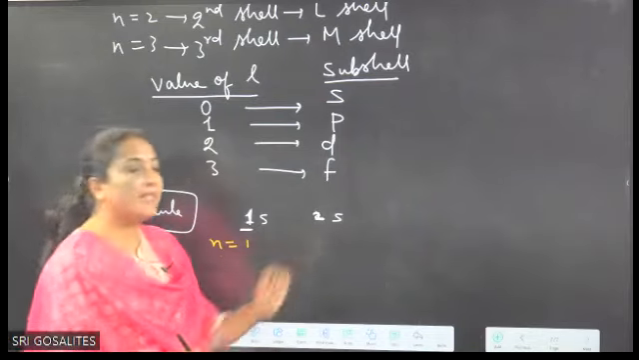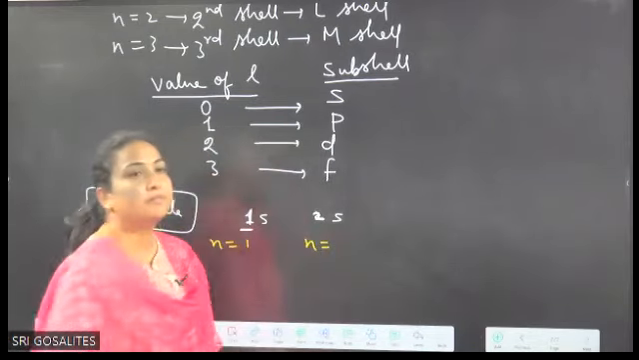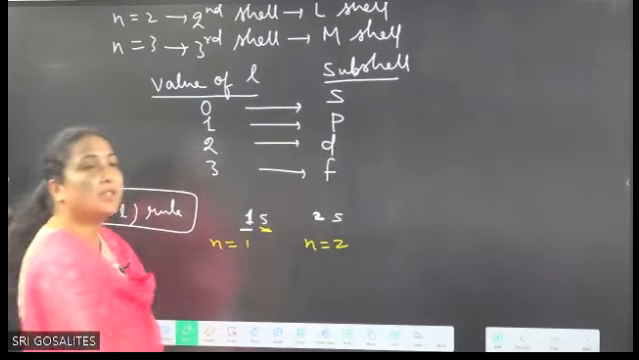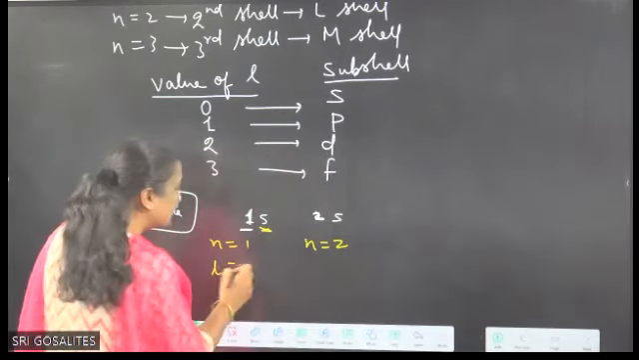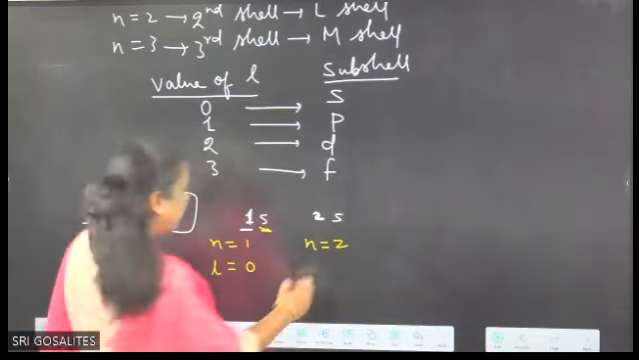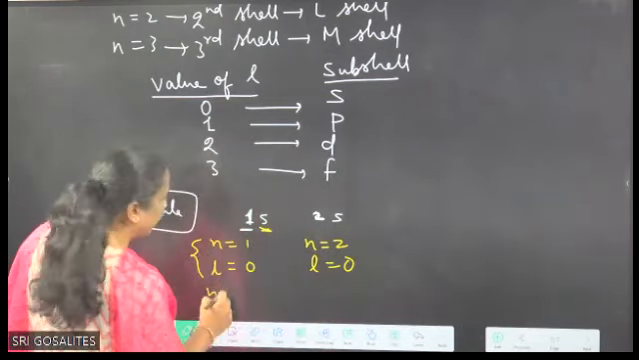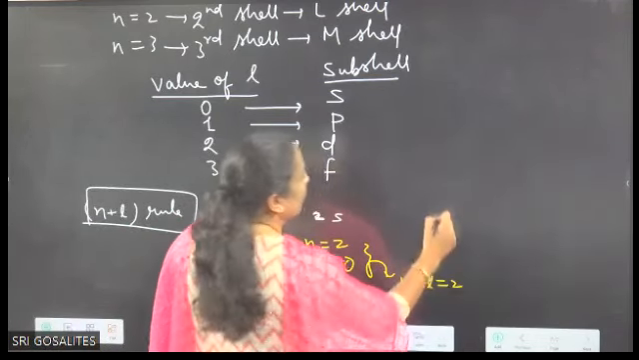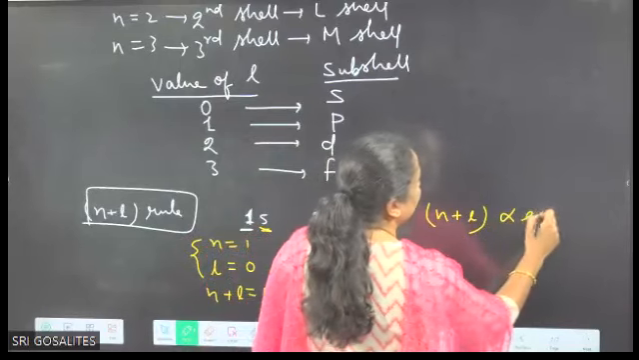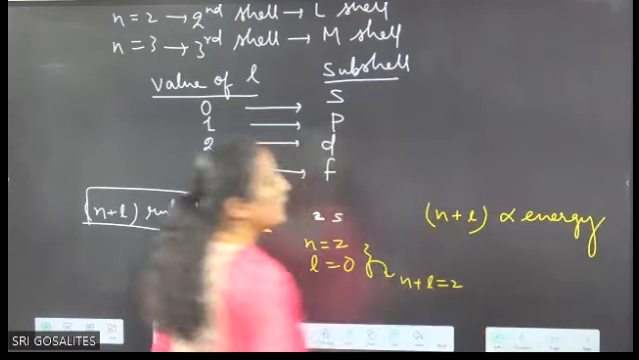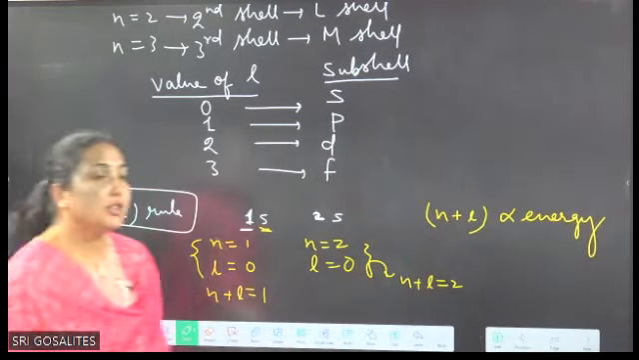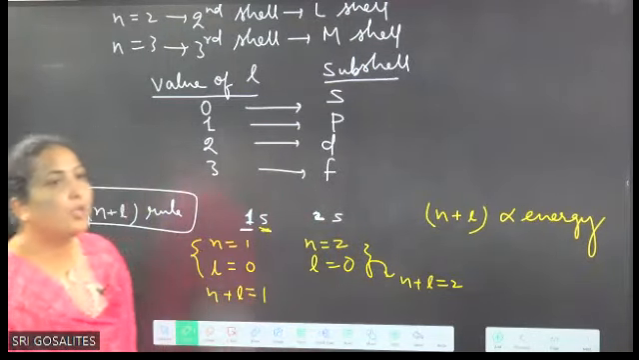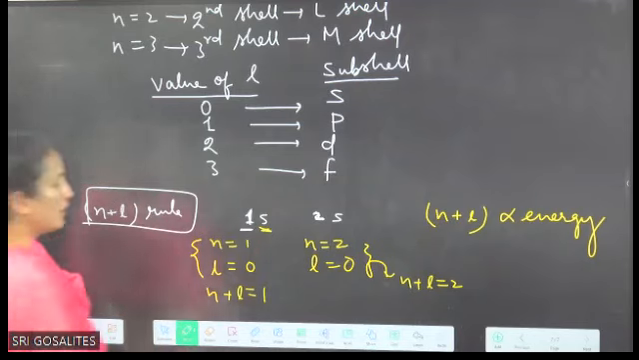Now tell me, what is the N value here? It is 2. Good. Now, are you able to see S? If it is S, what will be the value of L? It will be 0, correct? Here also it will be 0. So what is the value of N plus L? It is 1. And what about this? N plus L equal to 2. Now N plus L is directly proportional to the energy. Higher is the N plus L value, higher will be the energy. That's the reason your electron is first entering into 1s and then into 2s. Did you understand that?